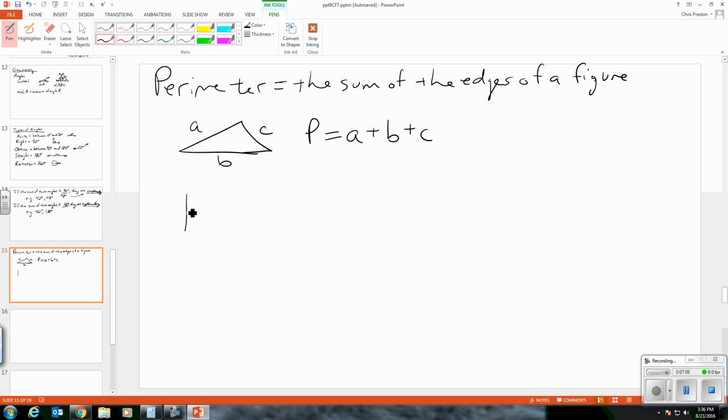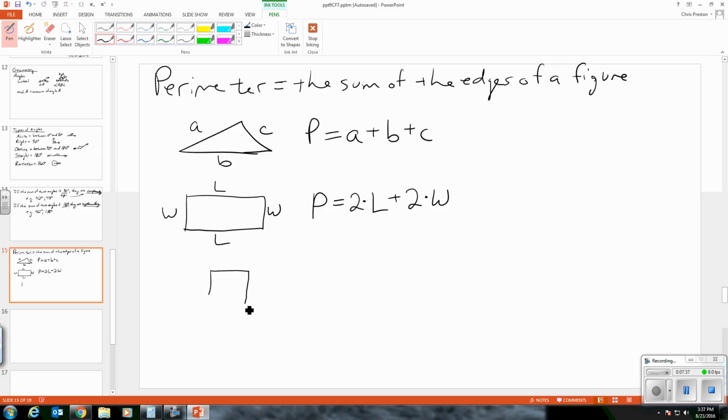If you have a rectangle, then you have a length and another length, and you have a width and another width. And so the perimeter is 2 times the length plus 2 times the width, because you've got 2 lengths and 2 widths. So you take your length and multiply it by 2 for both of them, take your width, multiply it by 2 for both of them.